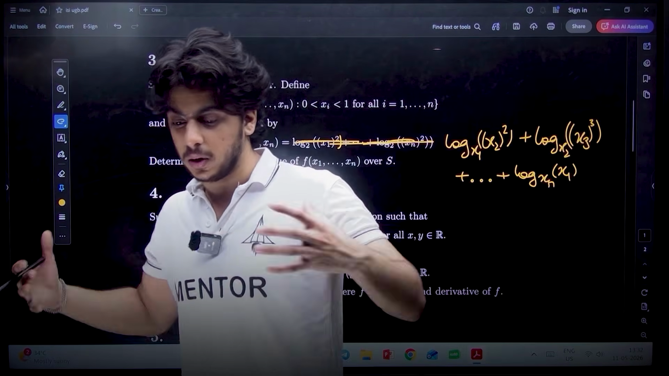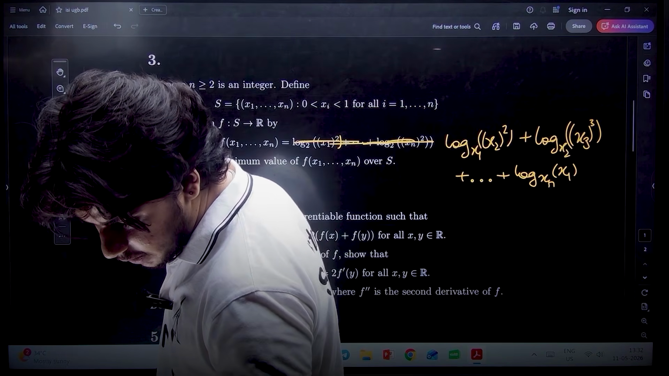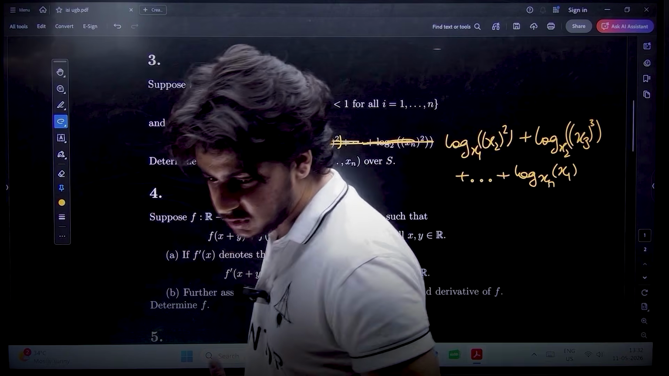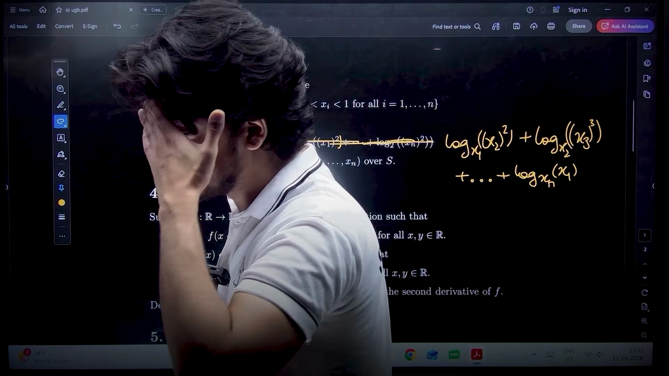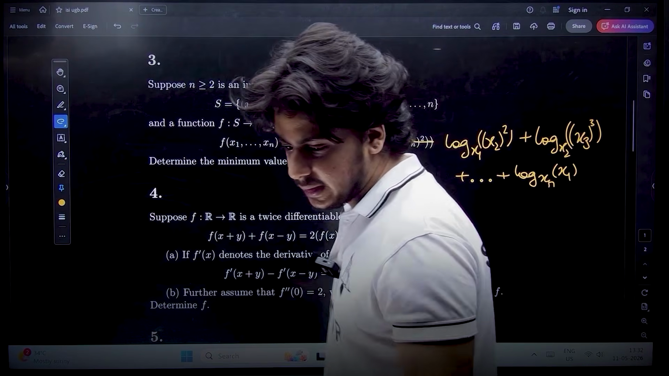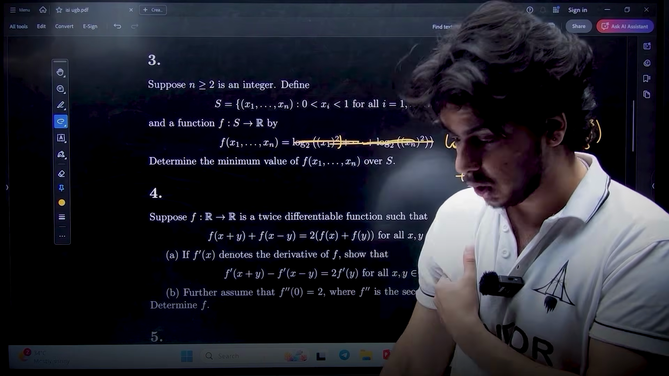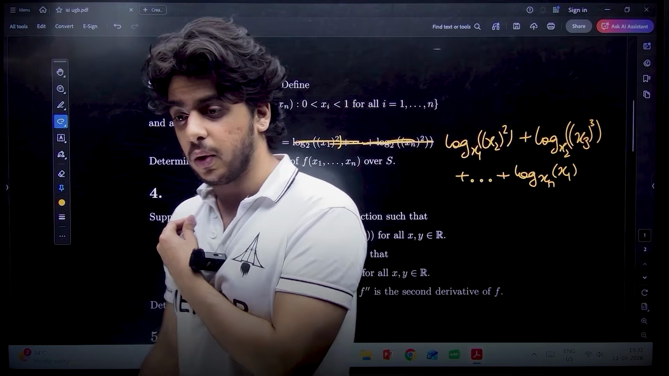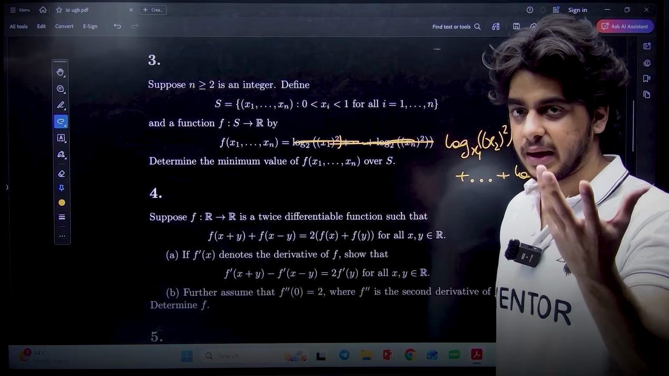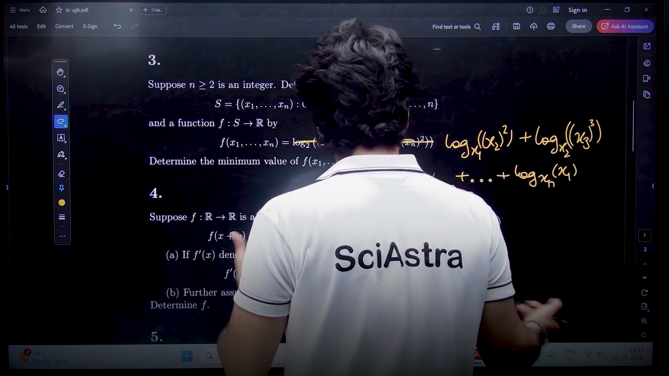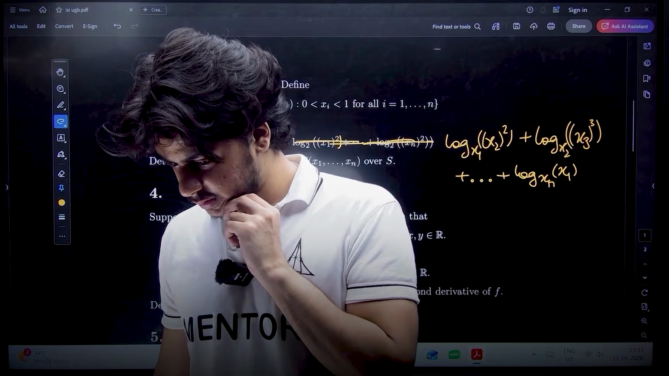Then you will analyze the product of all these terms and use the AM-GM inequality. After you do that, you will get a condition on when equality holds. That condition is again in terms of k, and the minimum value of the function comes out to be n times (n factorial) to the power 1 by n. This happens for a specific set of values, specific x1, x2, all the way up to xn.